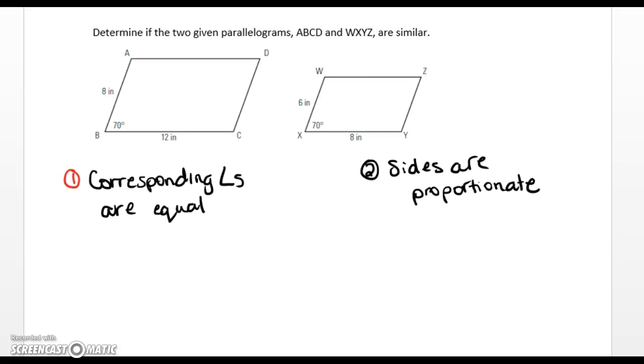So some properties of parallelograms is that the opposite sides are equal in length and they're parallel. So side AD would be equal to side BC, and side AB would be equal to side DC. Same with our second parallelogram. Side WZ would be equal to side XY, and side WX would be equal to side ZY.